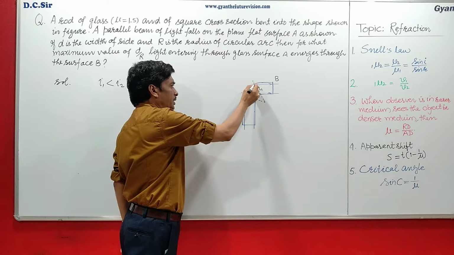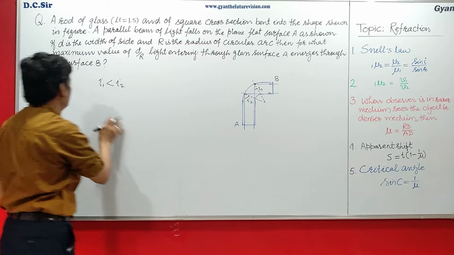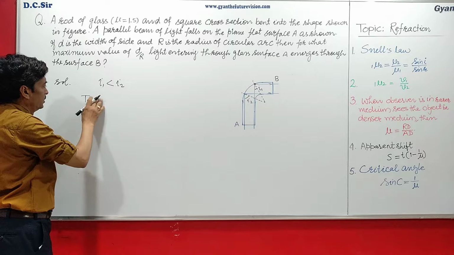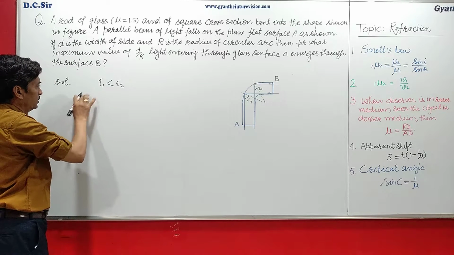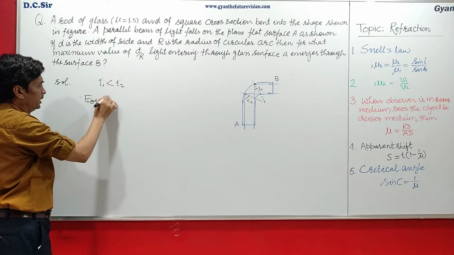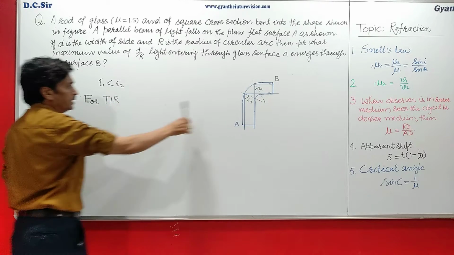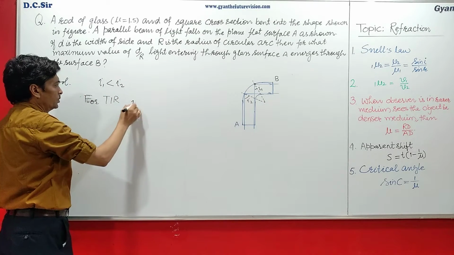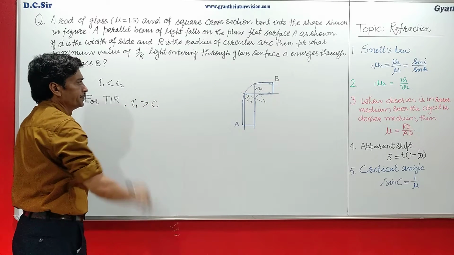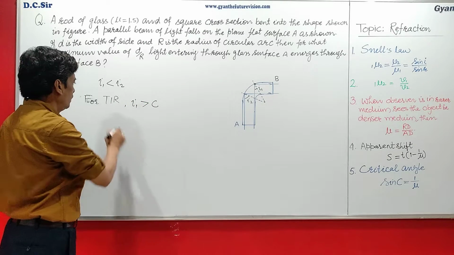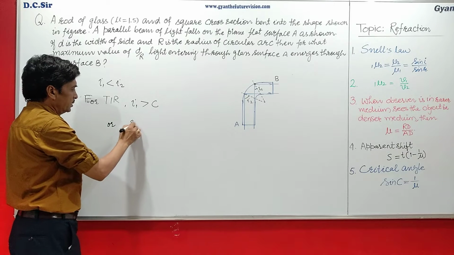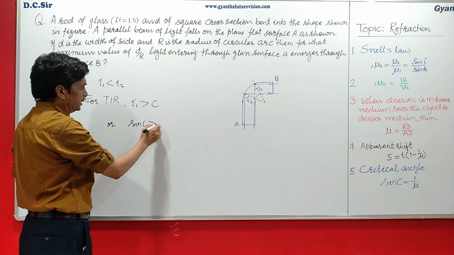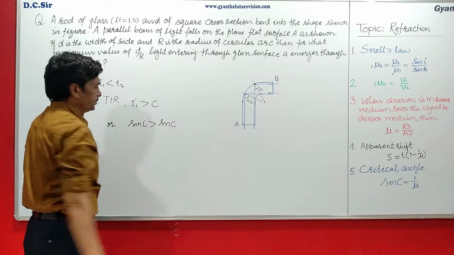So for the total internal reflection at this point, I1 should be greater than the critical angle, or sin I1 is greater than sin C.